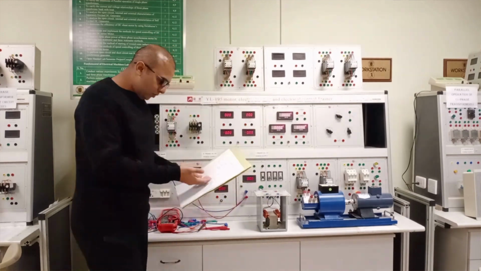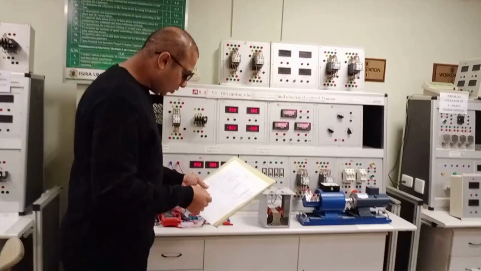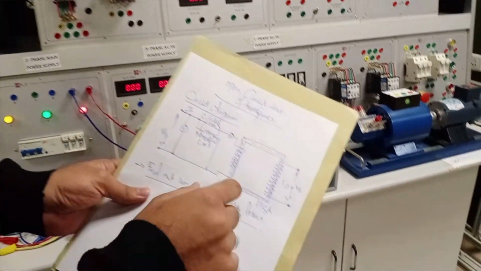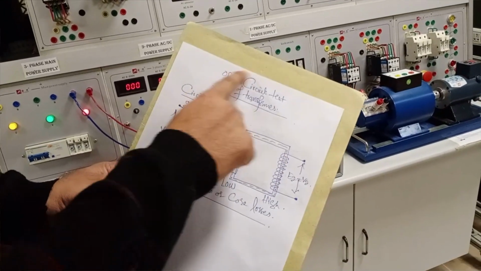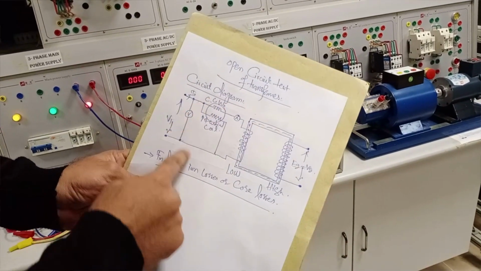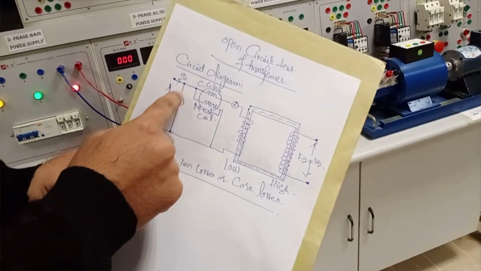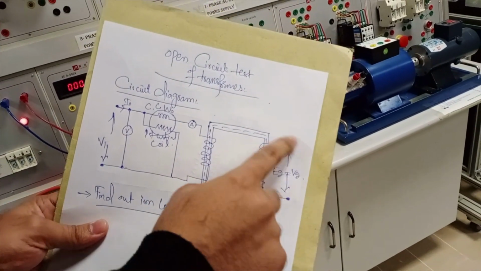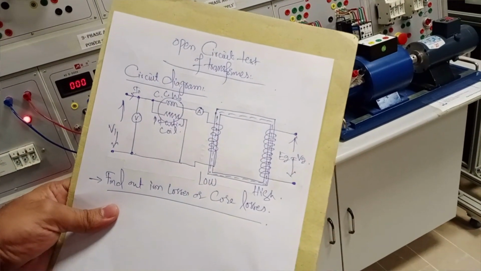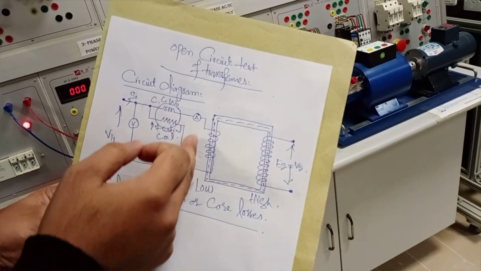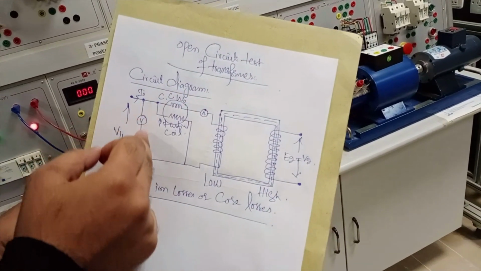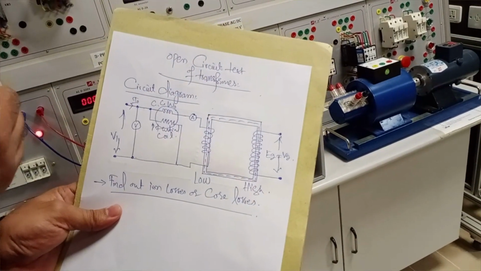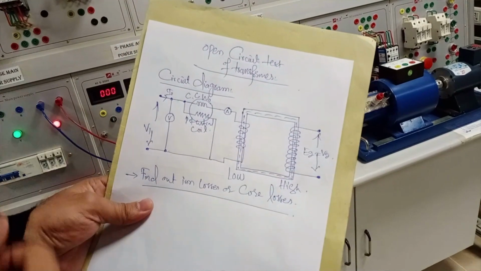If you can see the diagram again, this diagram of the experiment shows the low voltage winding in the open circuit test of the transformer. The low voltage winding of the transformer is connected with the AC supply, and the high voltage winding of the transformer is kept open circuited. The wattmeter is used to measure the iron losses or core losses and the power drawn by the primary side of the supply.